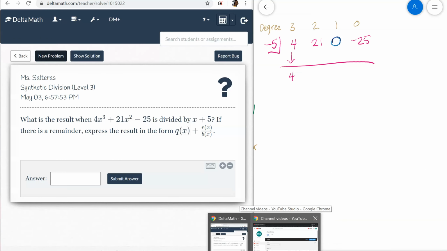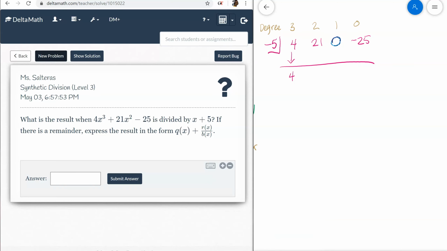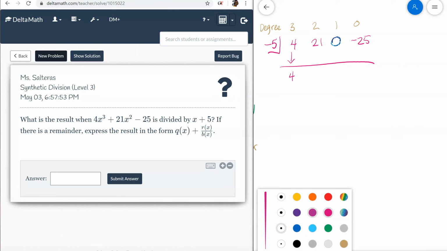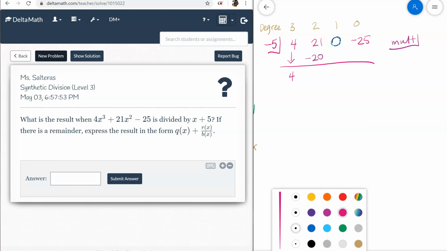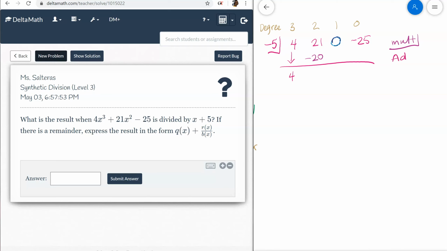What happened? All right, guess that's happening a little bit more than I want to. All right, so we want to multiply what's inside of our box. All right, so 4 times negative 5 gives us a negative 20. All right, and then we're going to go ahead and add straight down. Here's my pink, and we're going to add. All right, so here we'll be left with 1.